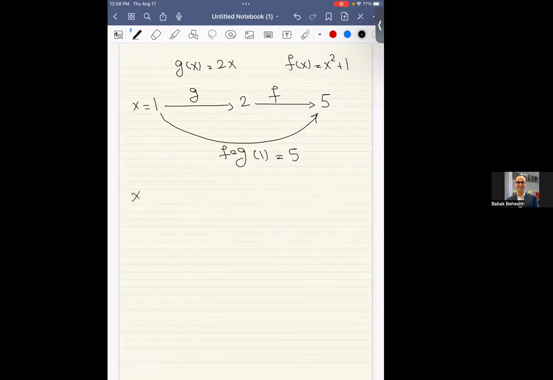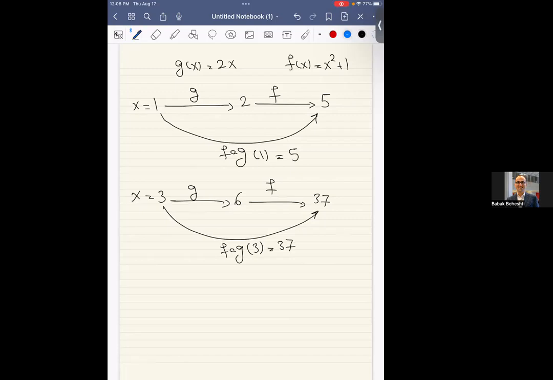Or let's do the same with x equal to 3. G takes 3 to 6. And then F takes 6 to 37. So FOG takes 3 to 37. FOG of 3 is 37.